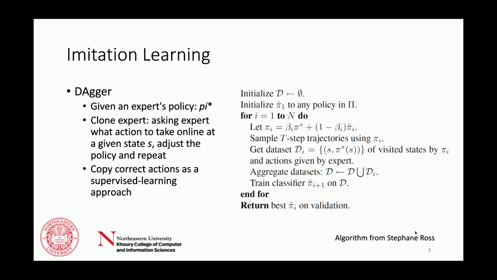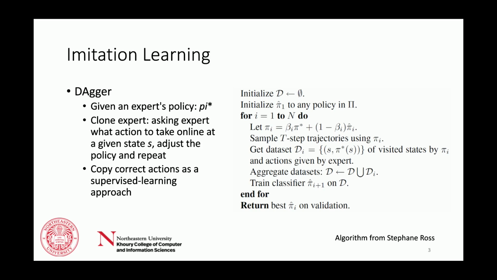We use an imitation algorithm called DAgger. With DAgger, you are given an expert policy pi star. The agent is set to clone how this expert selects actions by asking for the correct action at any given state.